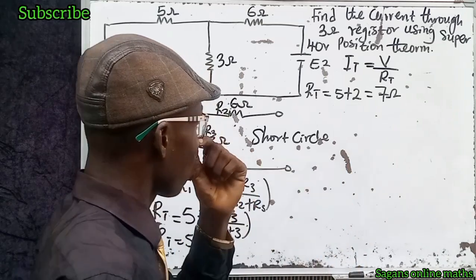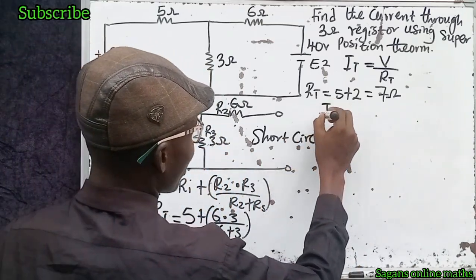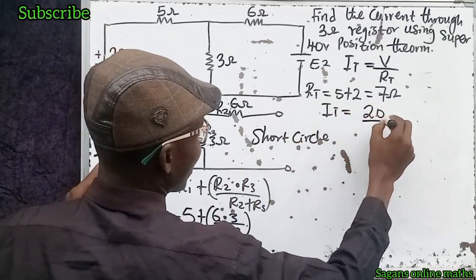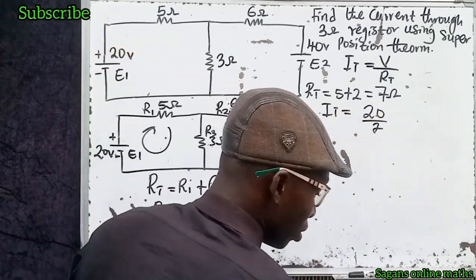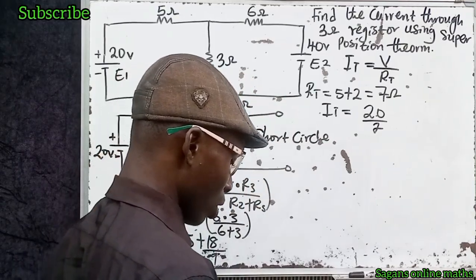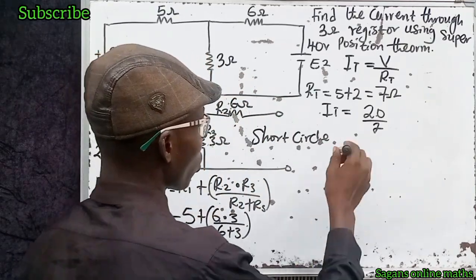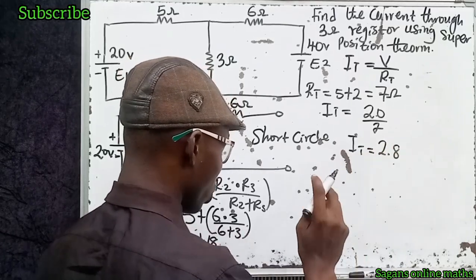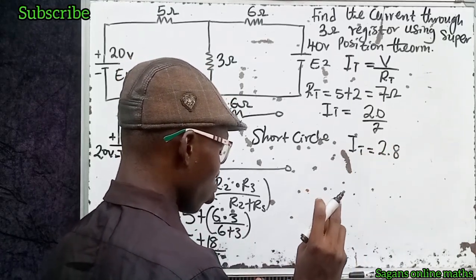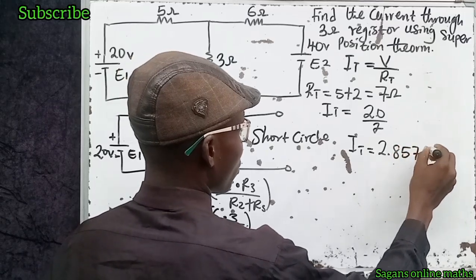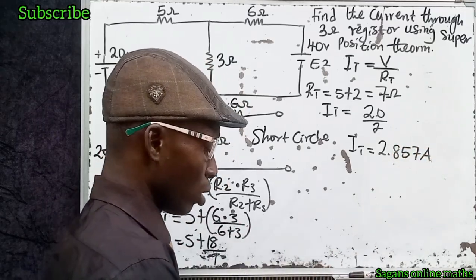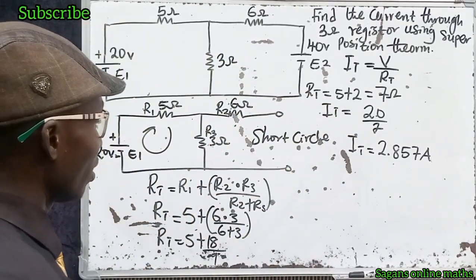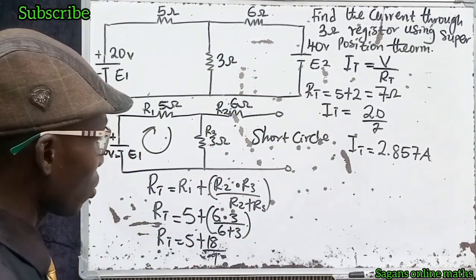Beautiful. Now, for us to know our total current, it means that the total current is equal to 20 volts divided by 7. Let's see, 20 divided by 7 gives us 2.8. Let's put it in 3 decimal places: 2.857 amps. This is our total current in this circuit. Wow, this is pocket genius. Amazing. I love this. Now we are getting the total current in this circuit.